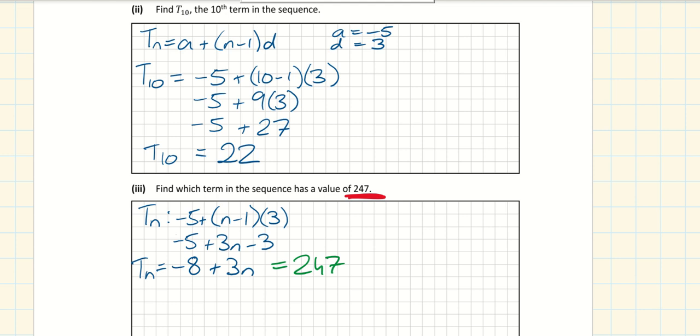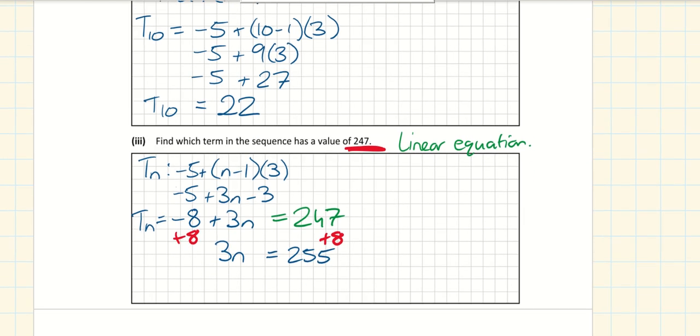Okay, so when it asks you which term in a sequence has a value of something, you know that you need to use a linear equation. Okay, nice simple linear equation. We'll add 8 to both sides, and then you'll be left with 3n equals 255. And then we're just going to divide by 3 to finish up. And we're left with n equals 85. Okay, so term 85 is the answer to that one there.